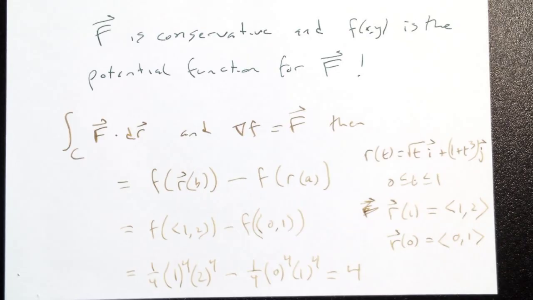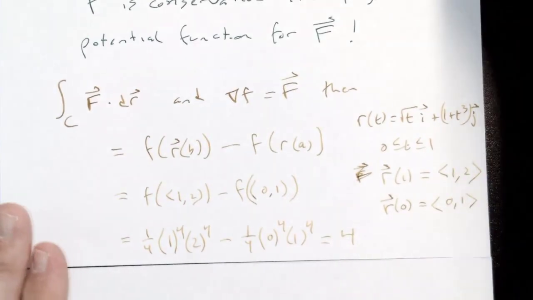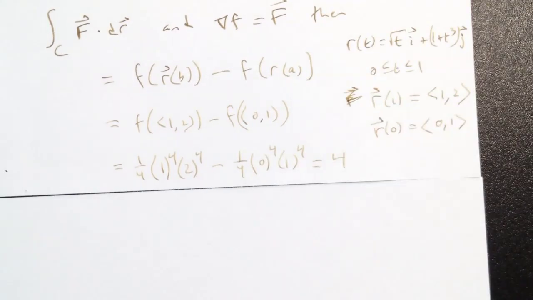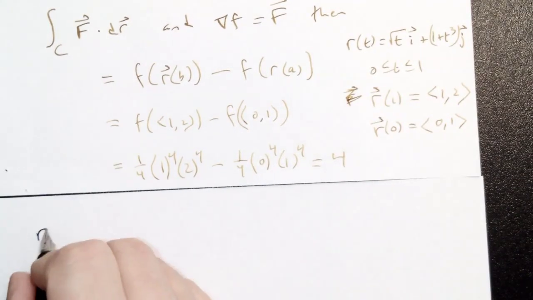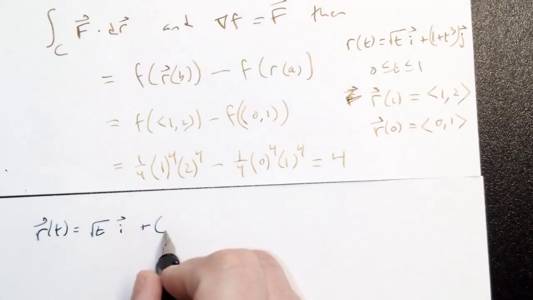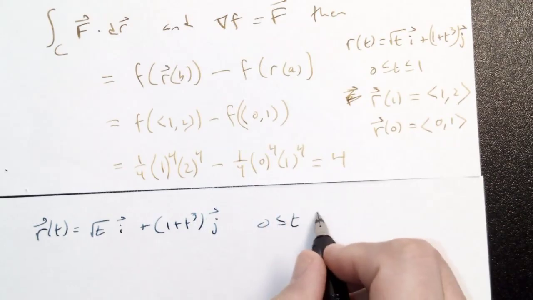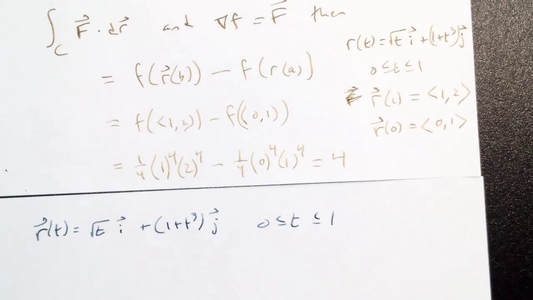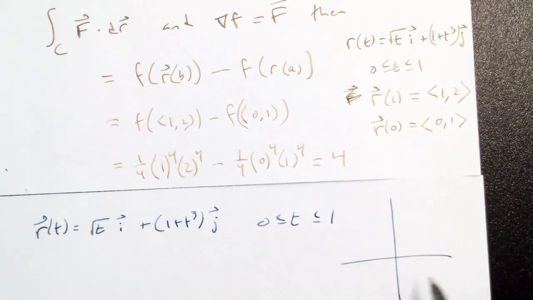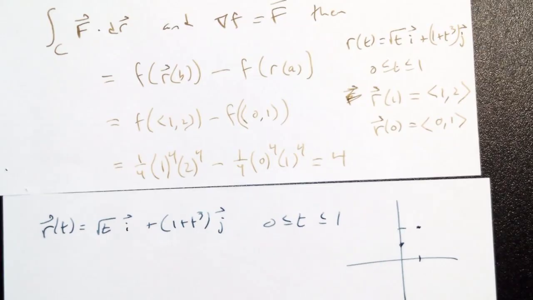So let me ask you a question. What if my path was different? The path that we have, r of t equals root t i plus 1 plus t cubed j, 0 less than or equal to t less than or equal to 1, right? That goes from the point (0, 1) to the point (1, 2), but it does it in a weird looking curve, right?